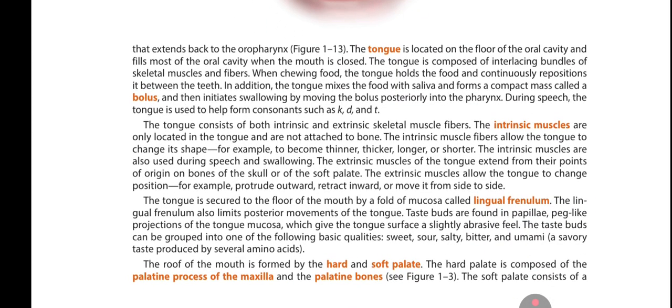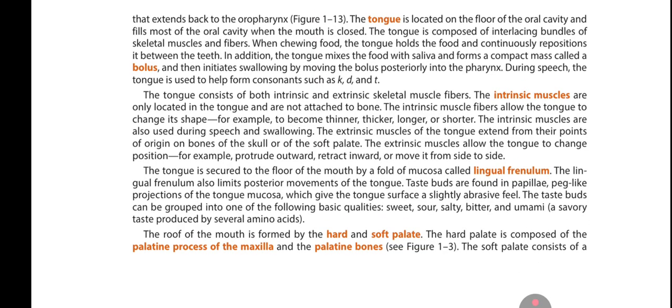So the tongue is an important tool for us to say k, t, t, okay? And it's used for repositioning the food we eat, which creates what we call a bolus. Then it has two types of muscle: the intrinsic muscle and the extrinsic muscle. Intrinsic muscles are located in the tongue and are not attached to bone, while extrinsic muscle on the other hand is attached to the bone.